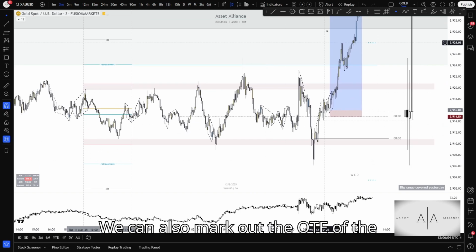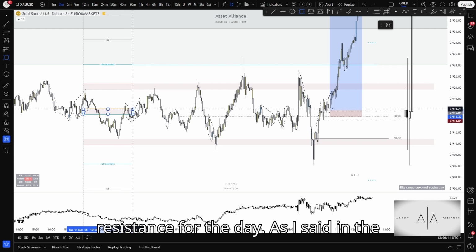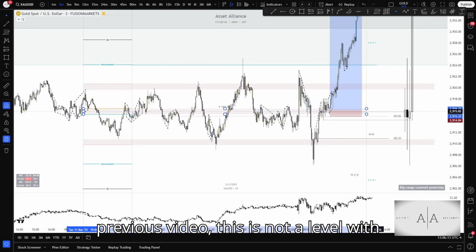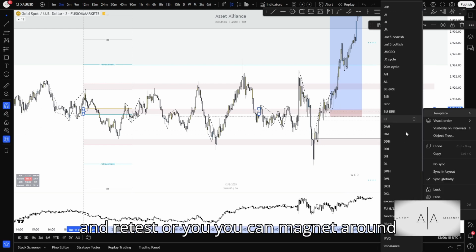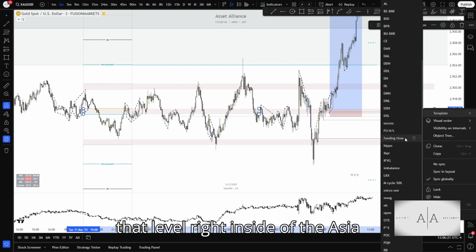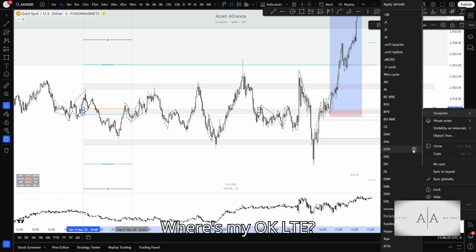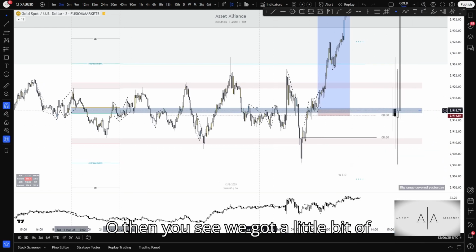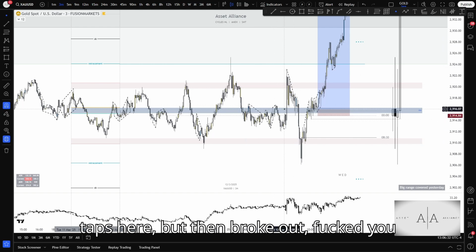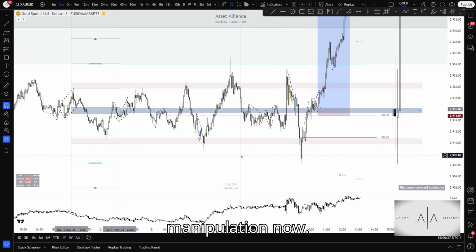We can also mark out the OTE of the day, right? So these three levels are pretty much the support resistance for the day. As I said in the previous video, this is not a level with any specific reactions. It's just break and retest, or you can magnet around that level, inside of the Asia range. Where's my OTE? So then you see we got a little bit of taps here, but then broke out, came back into the manipulation range for then lower prices into the next manipulation.